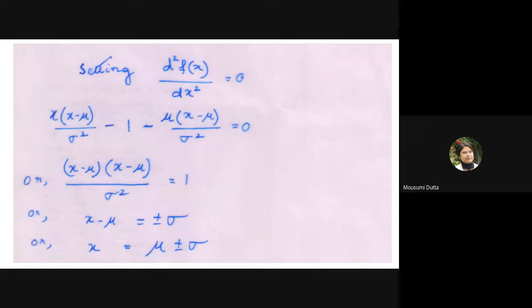So these are the two points of inflection for the normal distribution, mu plus sigma and mu minus sigma. These are the two points of inflection for the normal distribution.